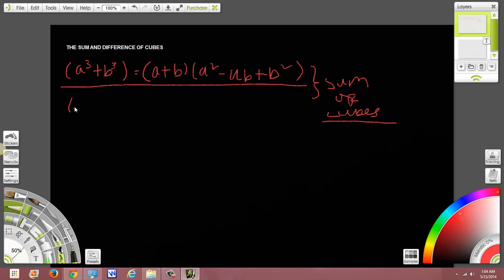And then we have the difference of cubes, which basically just changes the operation. Every time, it switches, so now it becomes plus and minus b squared. Okay, so we'll do an example with this sum and difference of cubes.